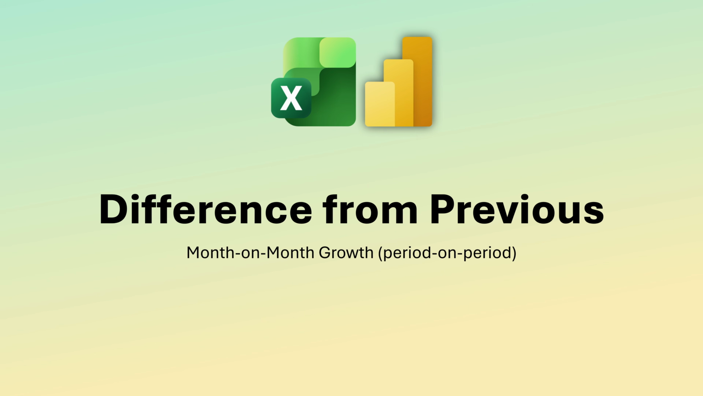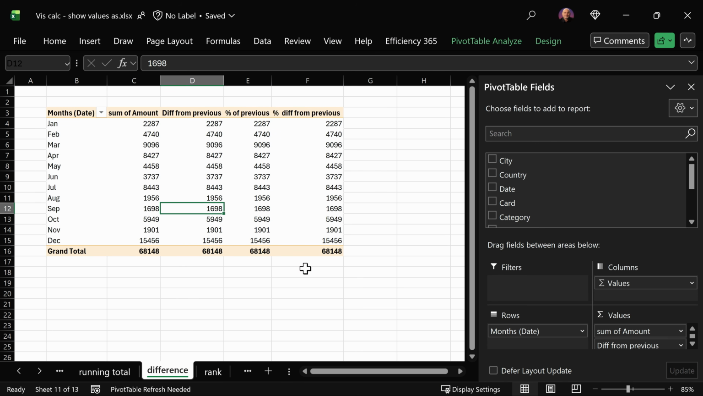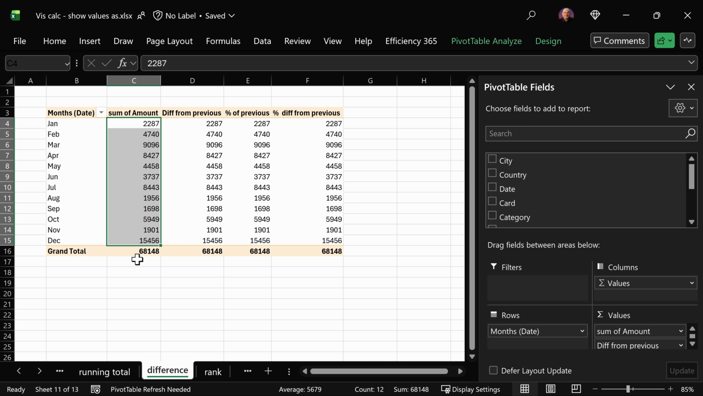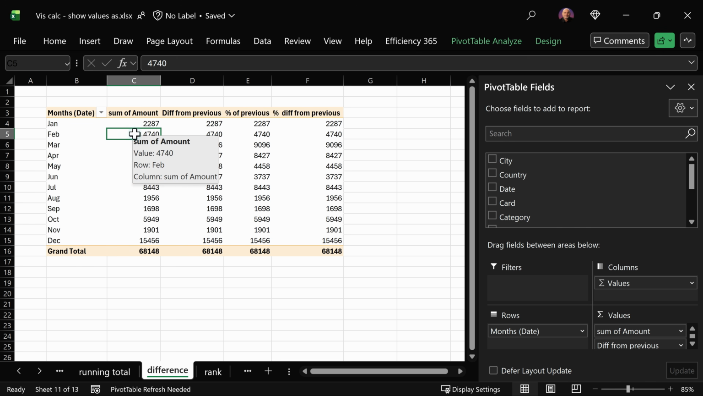Next, let's understand difference from something. Most commonly, we have things like this. Jan, Feb, March. These are the amounts. Most common thing people want is compare Feb with Jan and think, did it increase or decrease? By how much percentage? Month on month growth or decline. It can be month, quarter, year, something on something.